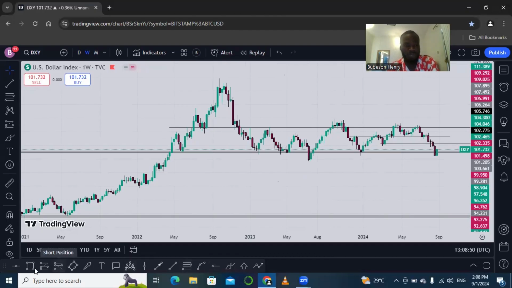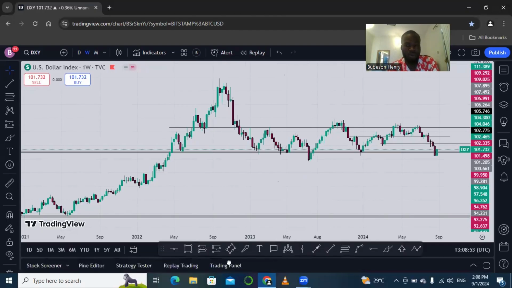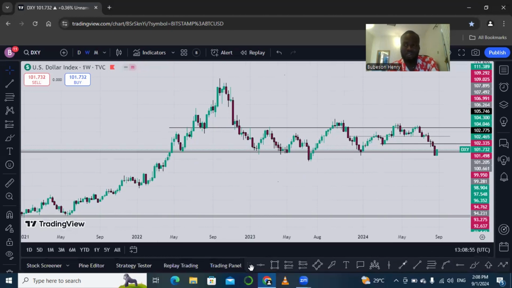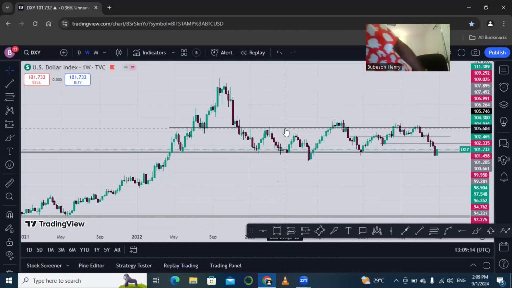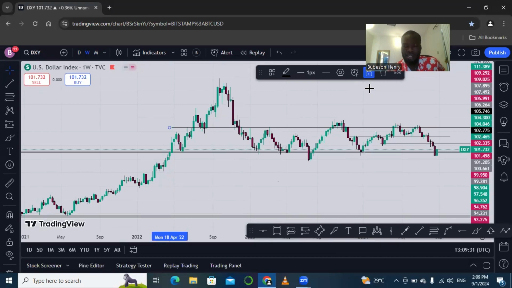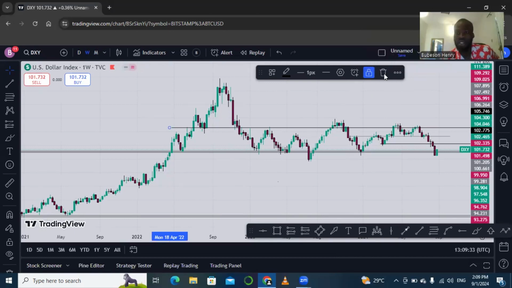Ideally, I love using my rectangular box to map out my major support levels. Then I like to use my horizontal ray to map out my minor levels. What I mean is that this rectangular box here is a major level from the monthly time frame, while this horizontal ray here is a minor level from the weekly and daily time frames. Let me clean this off so our chart looks neat and nice. I will draw it again.